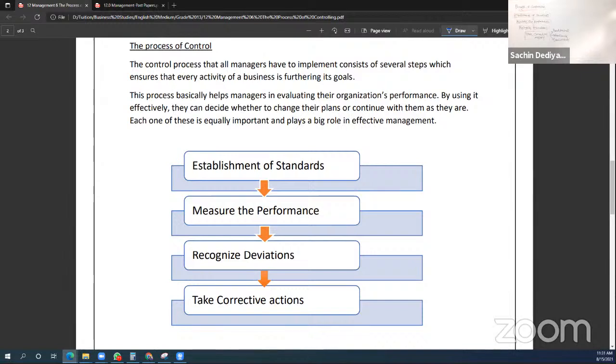Now, this is the first step, as you can see, establishment of the standards. Because in order to measure the performance, you need to have a standard, right? Now, for example, let's say for a product, what are the set of standards that you can implement in order to measure? This number of units to be achieved, and this level of quality should be there.